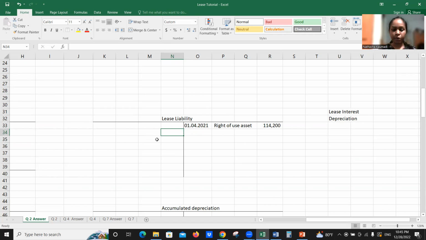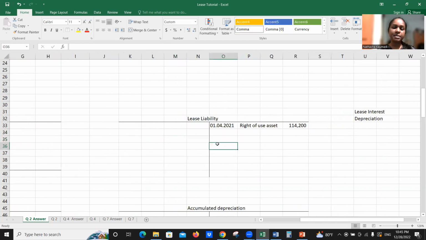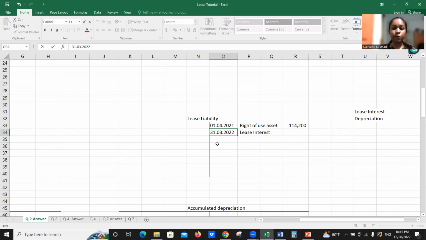How to get this? Okay, now the initial lease liability, as we computed, is 114,200. That is the amount of the debt, the lease liability. How to take the lease interest? When do we compute it? After 1 year, 31st March 2022. After 1 year, we are computing lease interest. How do we get the lease interest? Our lease liability is 114,200.